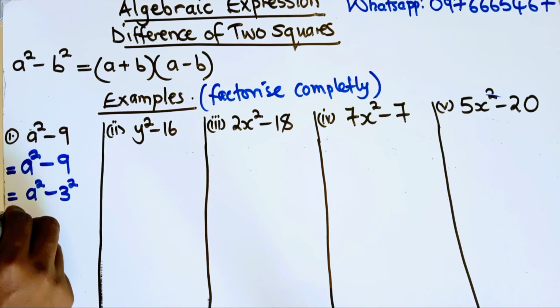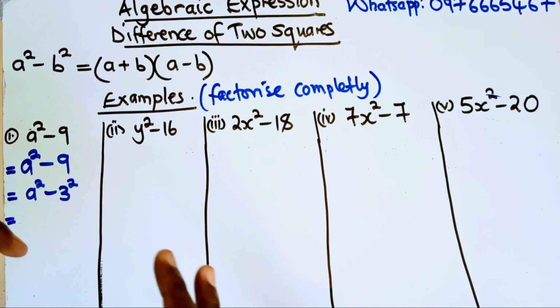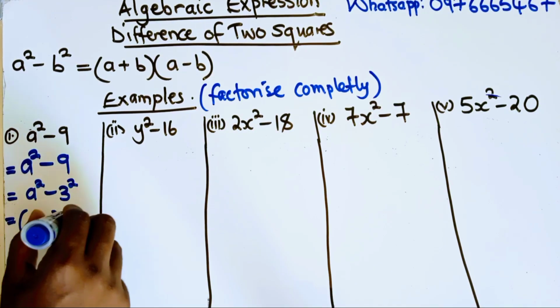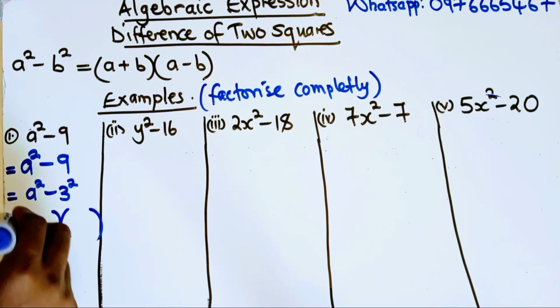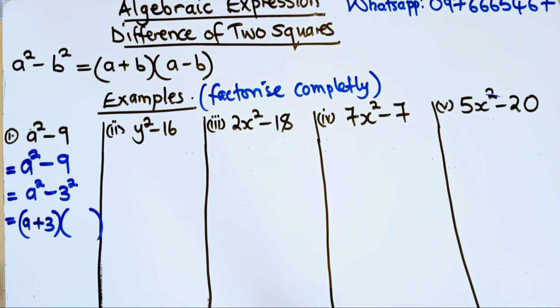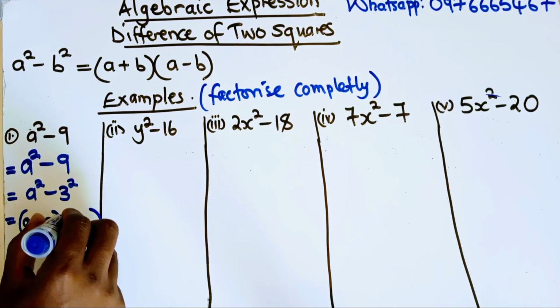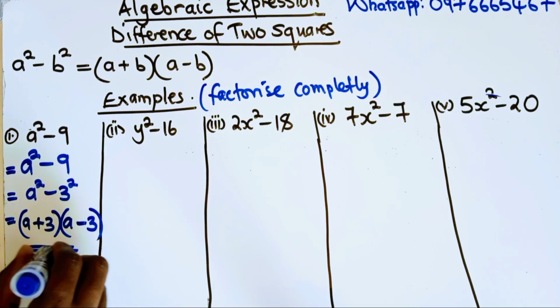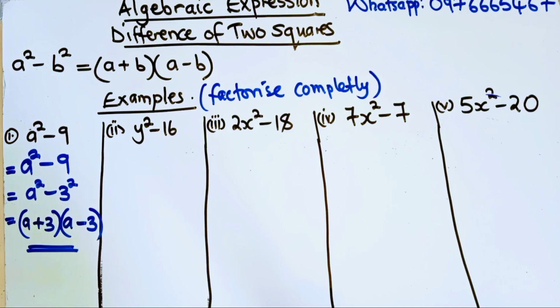So when you reach this point, you open two brackets. In the first bracket, you write a, then you say plus, and then 3. And then in the next bracket, you write the same, but with a minus sign. There. You have the difference of two squares. Just as simple as this. Okay, let's go to number 2.